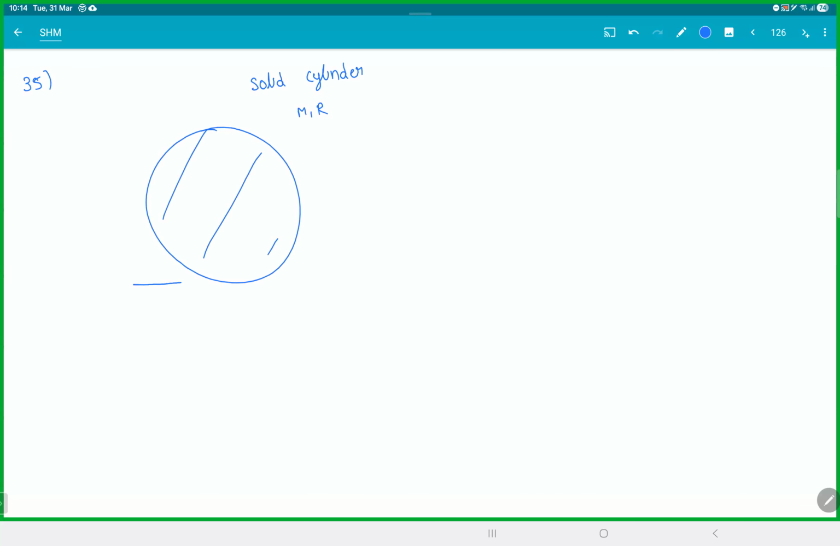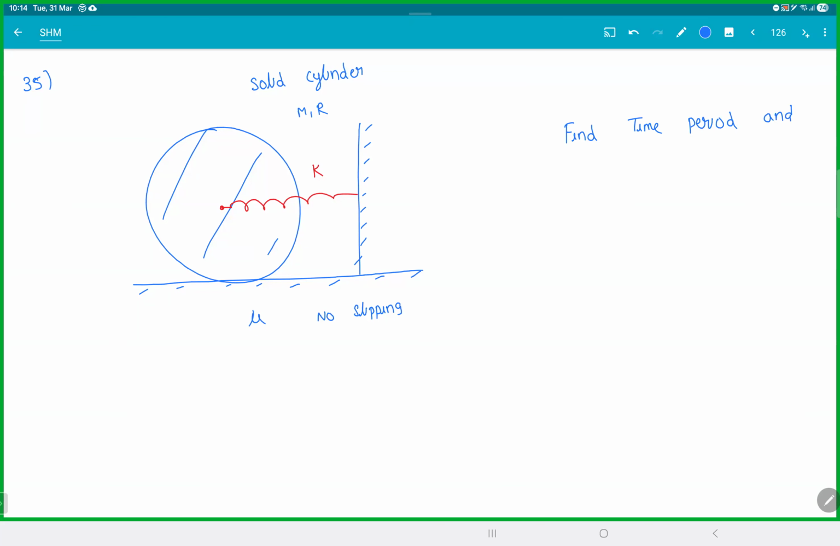Solid cylinder, mass m, radius r. Friction is mu. There is no slipping. We have a spring K attached here. Find the time period for small oscillations and the maximum amplitude. What is the maximum amplitude you can have for SHM?